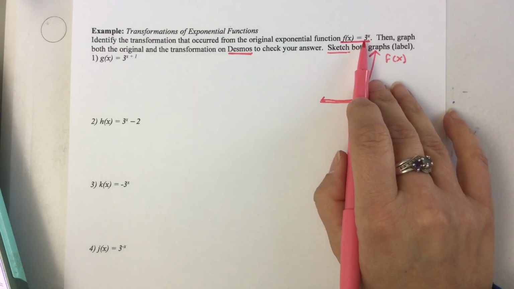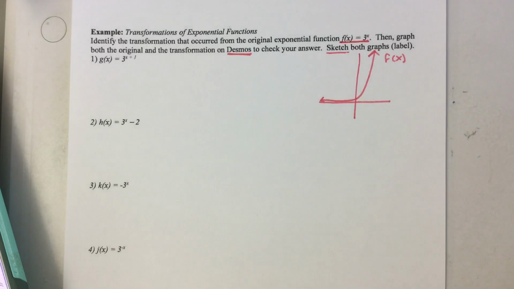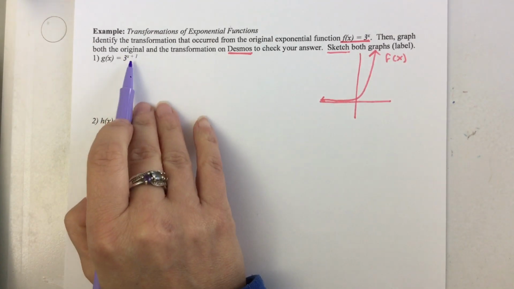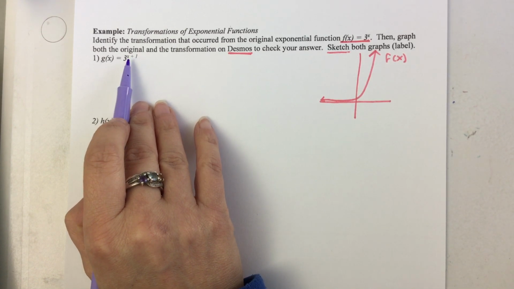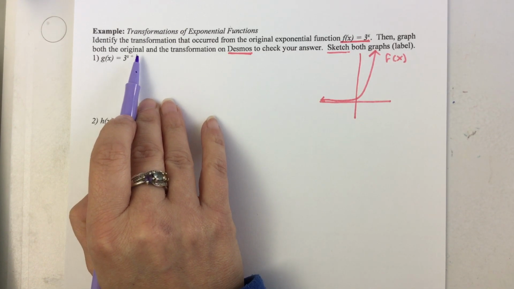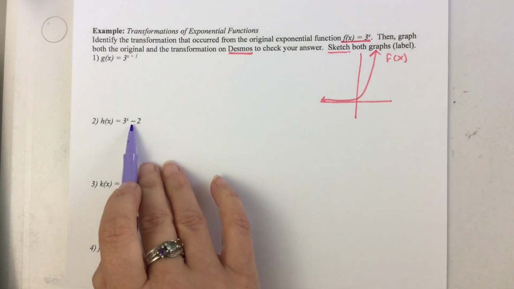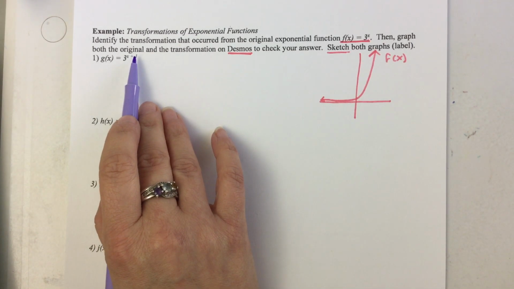Now, how can I get from 3 to the power of x to 3 to the power of x plus 1? Notice I'm adding. Anytime you are adding or subtracting, that is a slide. This time when I'm adding, I'm only adding to the x, and I know that because it stayed within the exponent. It's not a vertical slide where you're adding or subtracting at the end. That's what this would look like. If you are adding or subtracting and it stays within the exponent, that's horizontal.